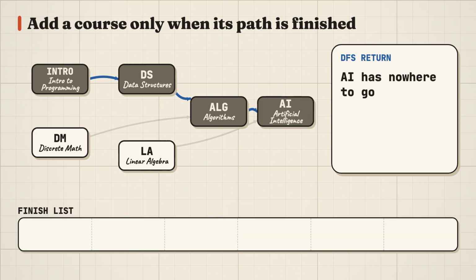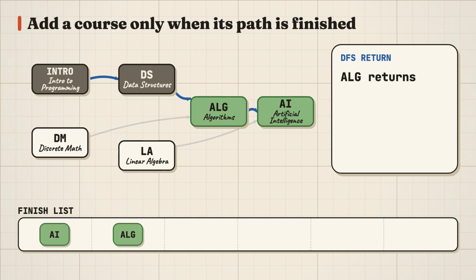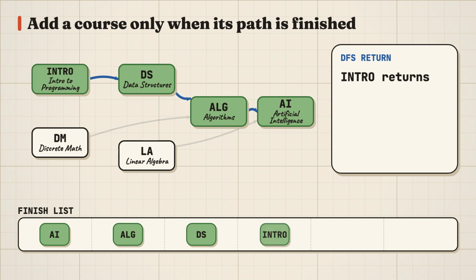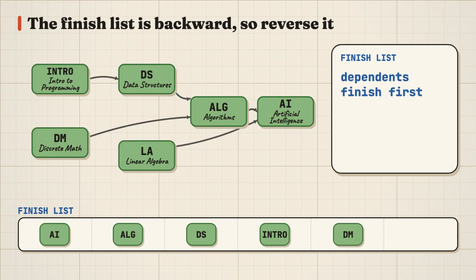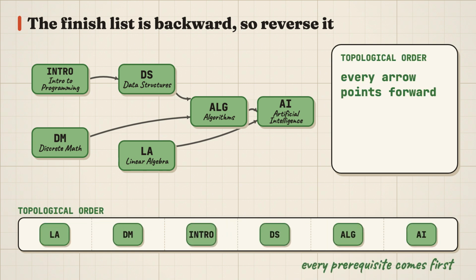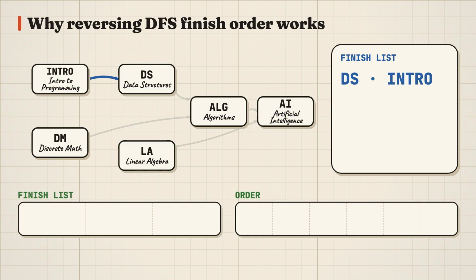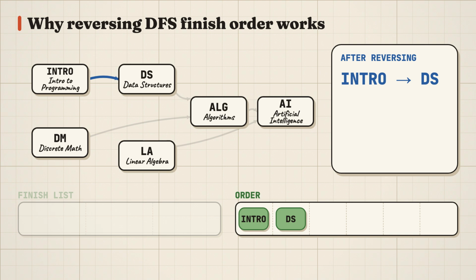Artificial intelligence has nowhere else to go, so it enters the finished list first. Then Algorithms enters, followed by Data Structures and Intro to Programming. Discrete math and linear algebra are added after their paths are finished. The finished list is backward, so we reverse it. After reversing, every prerequisite appears before the course that depends on it. This works because if one course points to another, DFS finishes the second course before adding the first. Reversing the list places the first course before the second, which is exactly what the arrow requires.